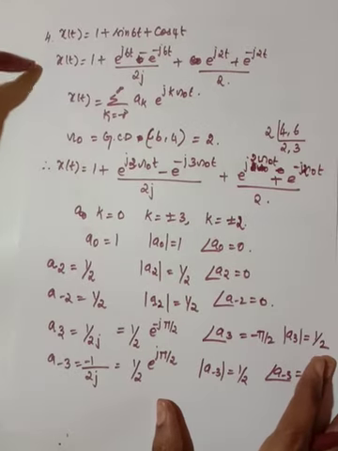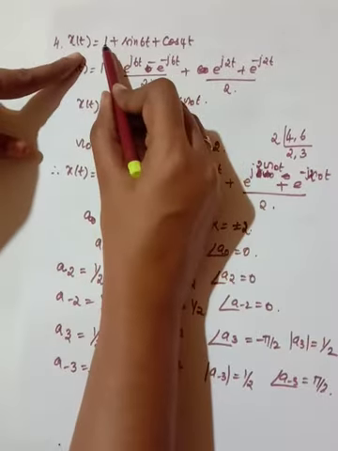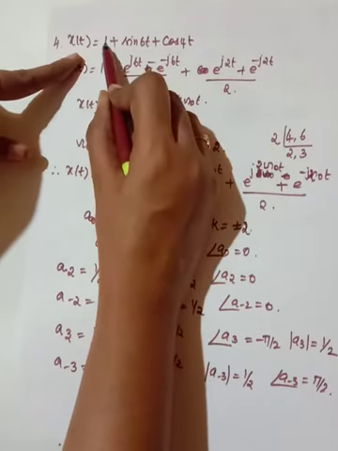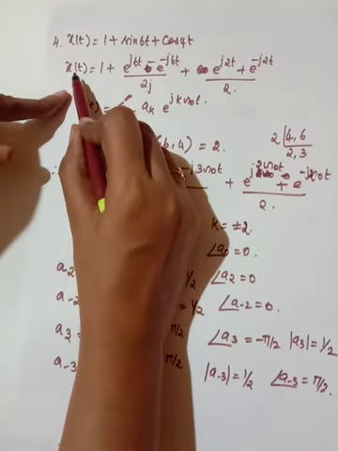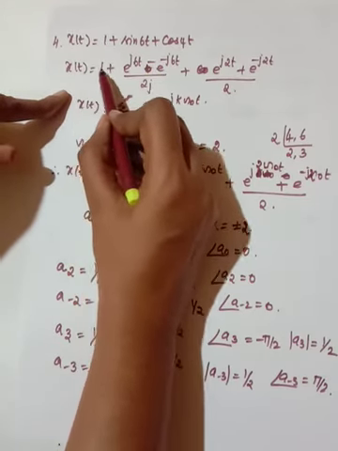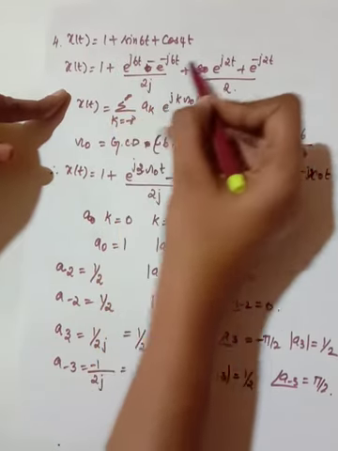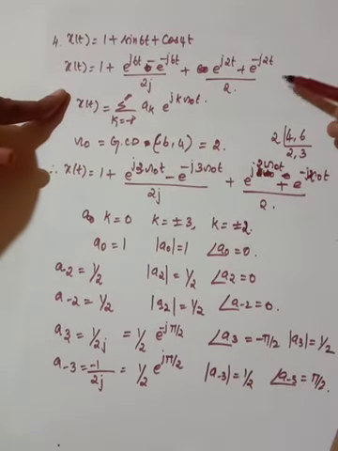Now consider this problem. Here you have two signals. One is sin 6t plus cos 4t, which is added with a DC signal, 1. Consider the first step. x of t is equal to 1 plus (e power j6t minus e power minus j6t) by 2j plus (e power j4t plus e power minus j4t) by 2.